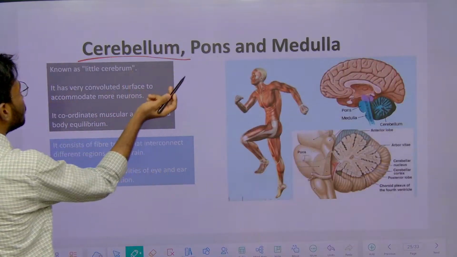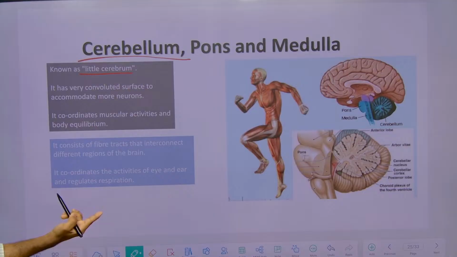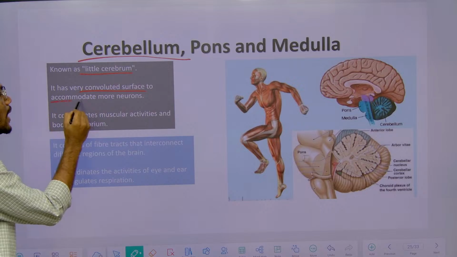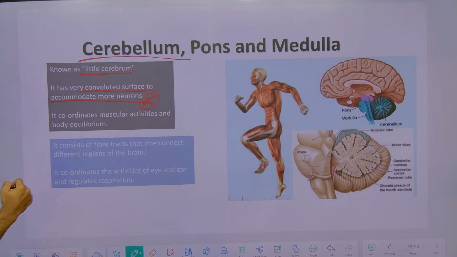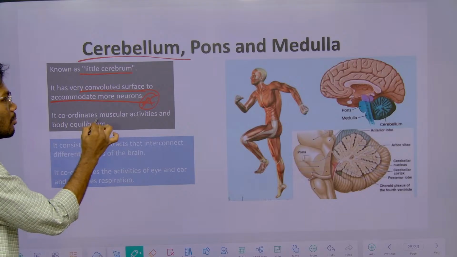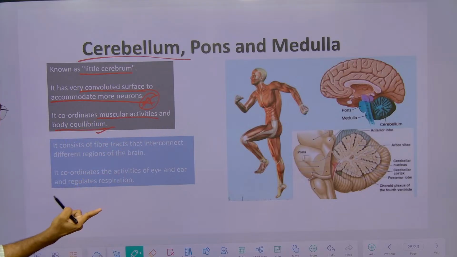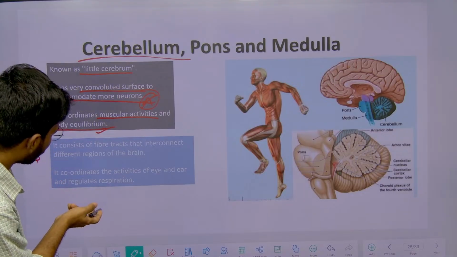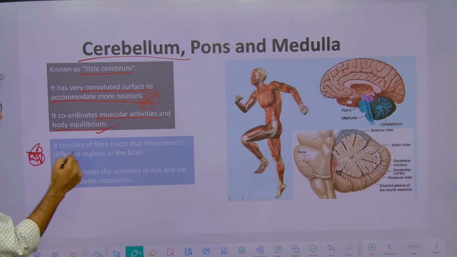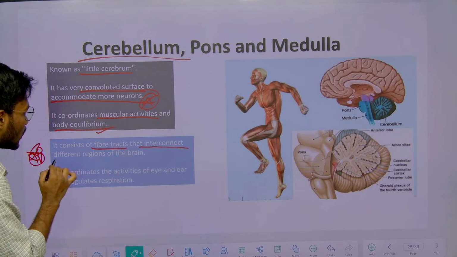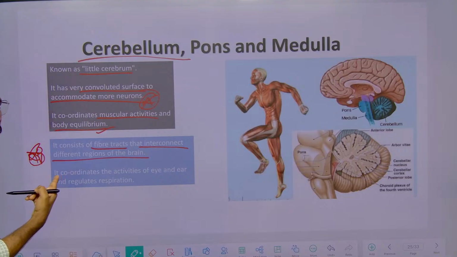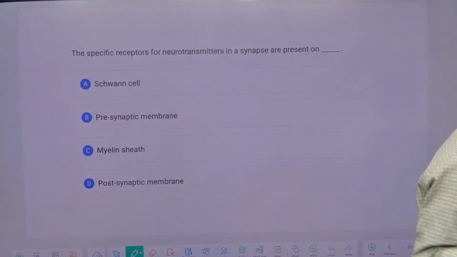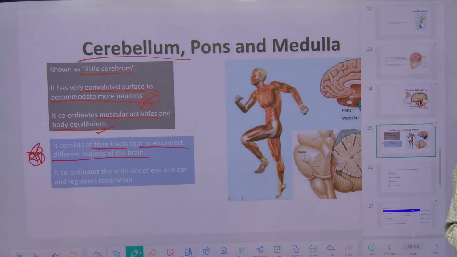The cerebellum is also called the little cerebrum. It has convoluted surfaces to accommodate more neurons. We already discussed, right? It coordinates all the muscular activities and body equilibrium. Coming to the pons, it consists of fiber tracts that interconnect different regions of brain. I already told about this pons, right? So this is all about the internal structure of brain.